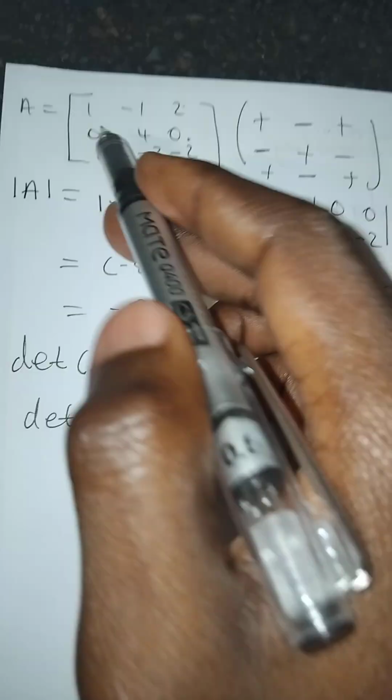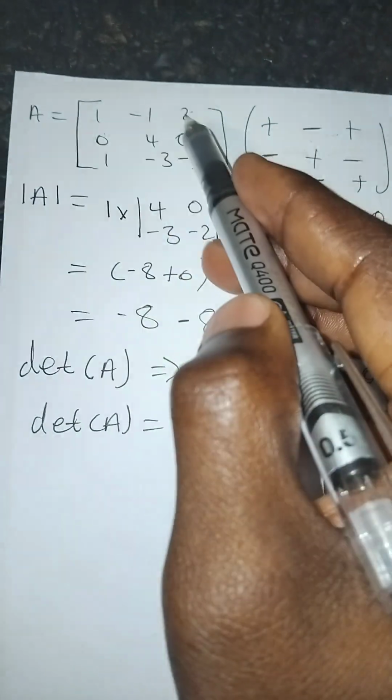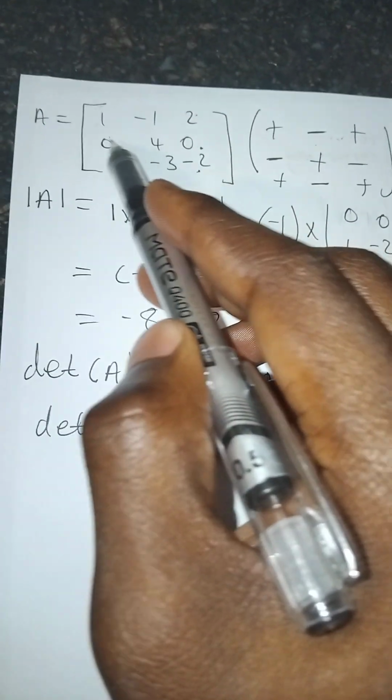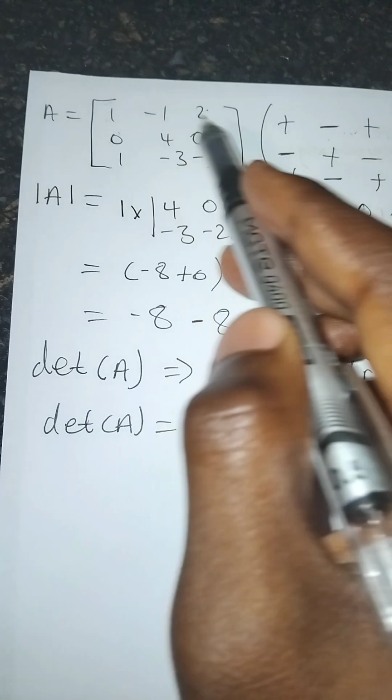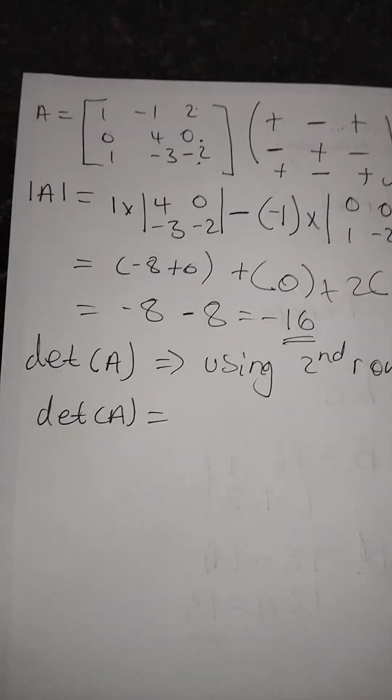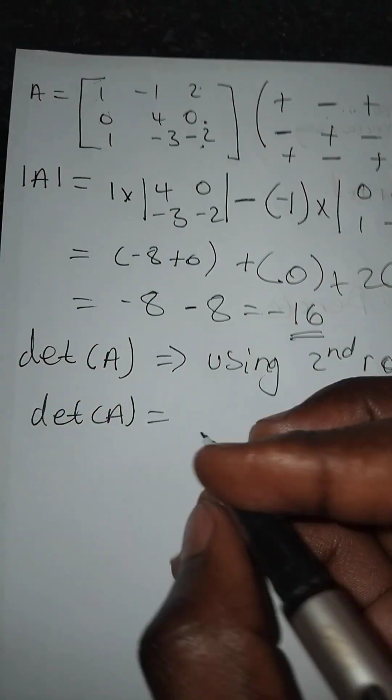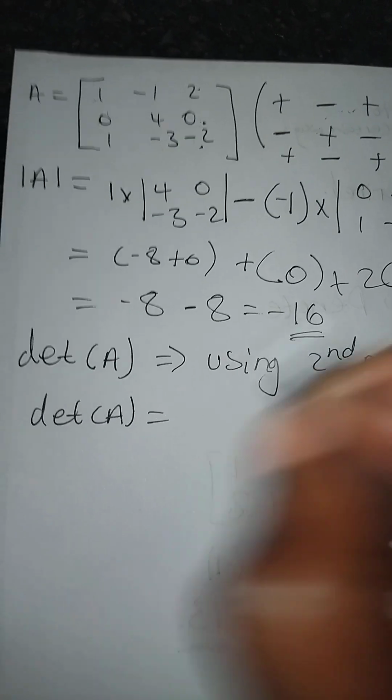Using the second row, I'm basically taking advantage of zeros. If I was in a test, I would right away use the second row, because these zeros are going to annihilate things, make my work much easier and quicker to get to the answer.